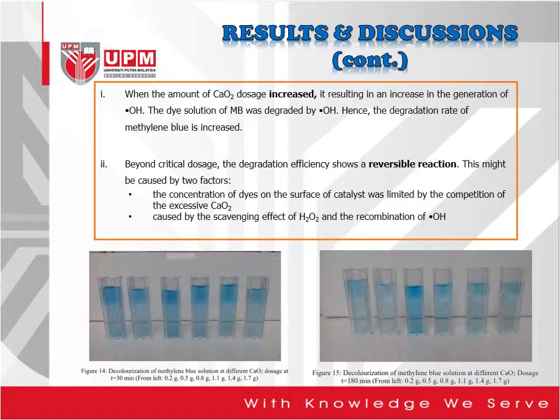As you can see from figure 14, it shows the decolorization of methylene blue at 30 minutes, and figure 15 shows the decolorization of methylene blue at 180 minutes. We can see that after 3 hours, it has been slightly decolorized. As you can see, 1.7 gram does not show much difference from 1.4 gram. However, we still choose 1.4 gram as the best oxidant dosage because 1.7 gram has shown a decreased result after 180 minutes.